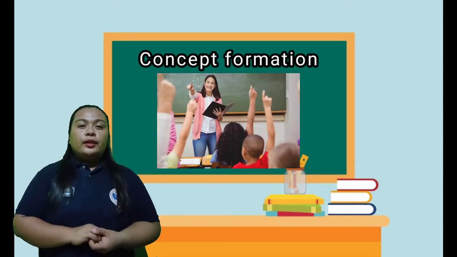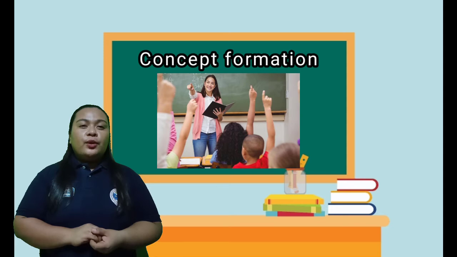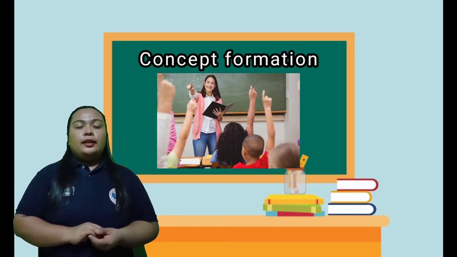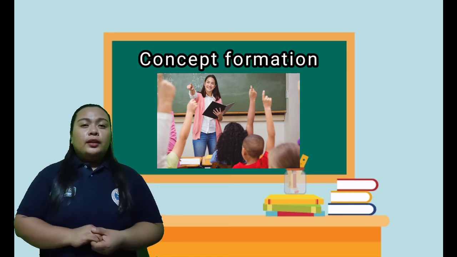The teacher will show some pictures about the different types of exercise, and the teacher will ask the students to form the generalization or the main topic. That's the time that the students will identify their topic. That is one of the examples of indirect teaching. The students will be the ones who will identify their main topic or the general information.